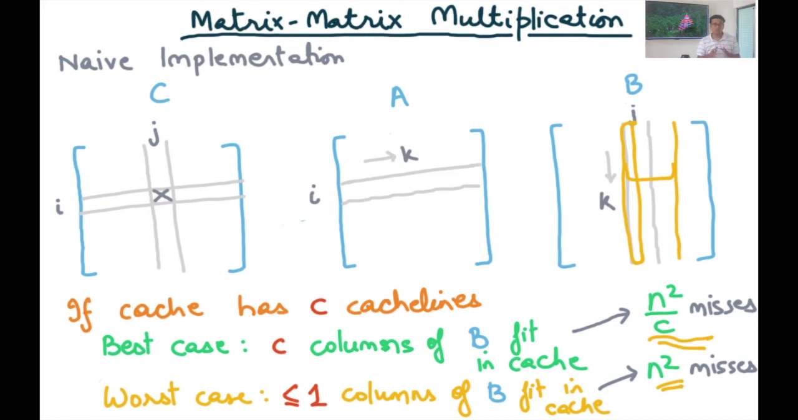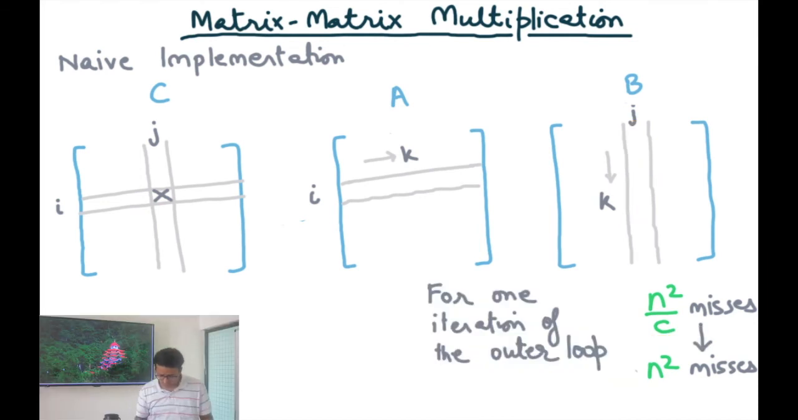Now that's for one iteration of the outer loop of this program. So in other words, for one iteration of the outer loop, the number of misses that I can experience is anywhere between n square by C and n square, depending on the size of these arrays. One can also argue that this depends on the cache replacement policy. If the cache replacement policy is very smart and it's able to figure out that something should be retained in the cache, then it's possible that we get something which is less than n square, even when n was bigger.